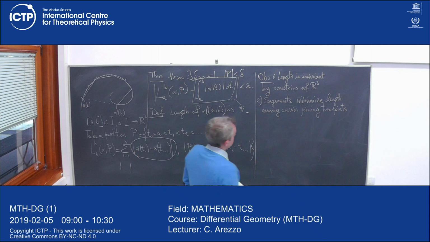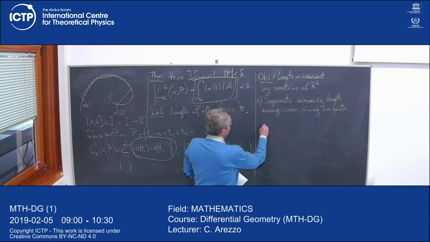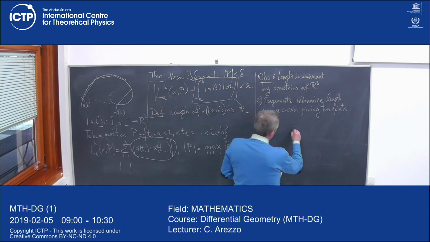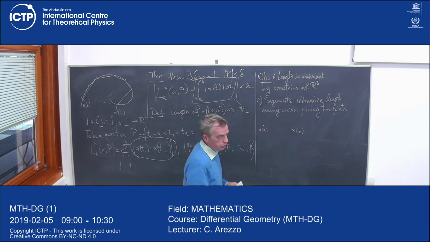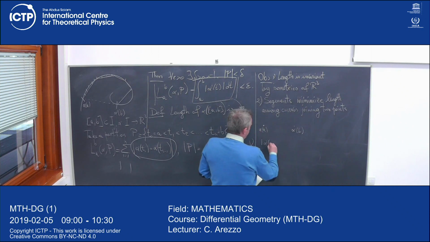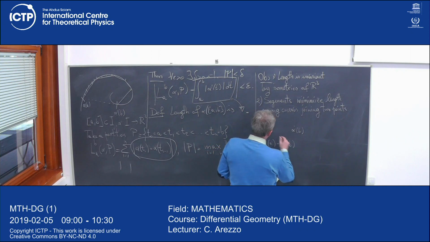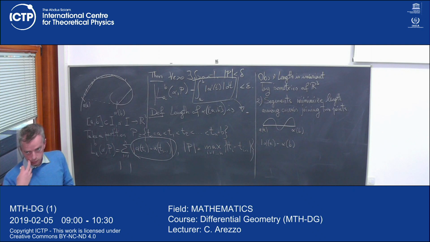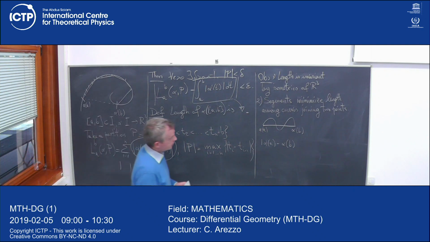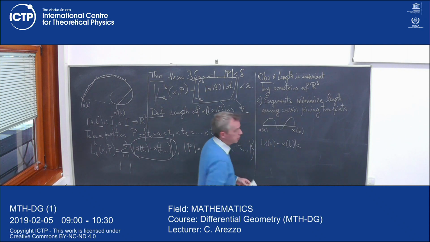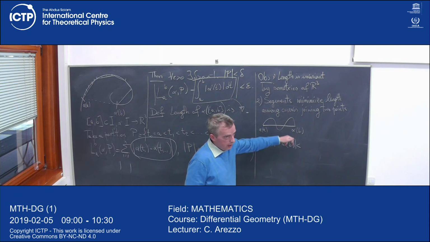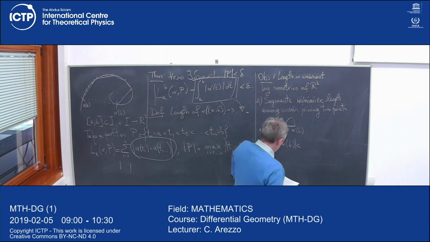But suppose, what do I want to prove? I want to prove that if I have these two points, which I already call alpha of A and alpha of B, even though I don't have alpha yet, then any other curve joining these two points has length greater than or equal. Just to appreciate a little bit of calculus here, it's just the fundamental theorem of calculus, no? Because I want to estimate this from above.